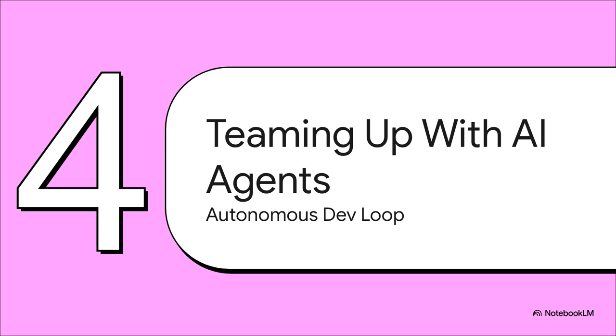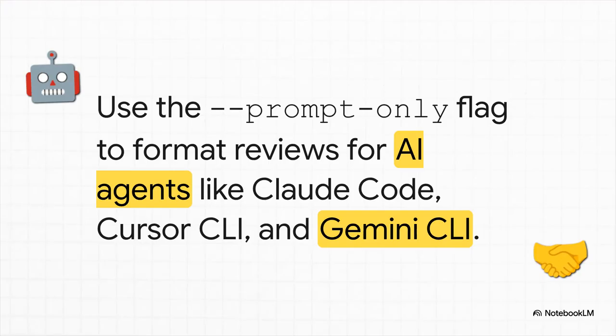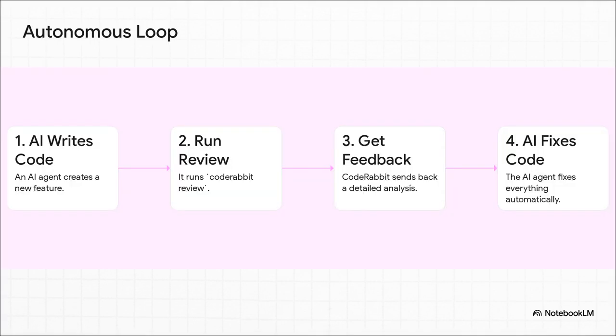Okay, and this is where CodeRabbit CLI goes from being a really helpful tool to something that's truly next level. It's designed not just for humans, but to team up with other AI agents, creating what you could only call an autonomous development loop. It's pretty wild. Remember that prompt-only flag I just mentioned? Well, this is what it's for. When you use it, CodeRabbit formats its entire review as a clean, simple prompt. And this lets other AI coding assistants, like Claude, Cursor, or Gemini, read the feedback and automatically apply all the fixes. So, check out what this autonomous loop looks like in practice.